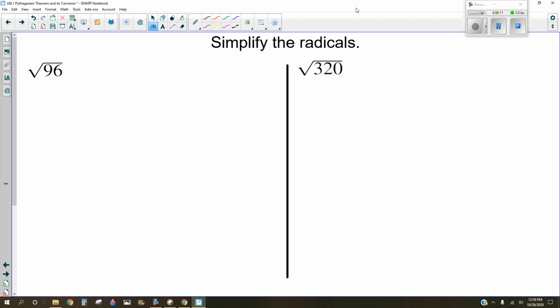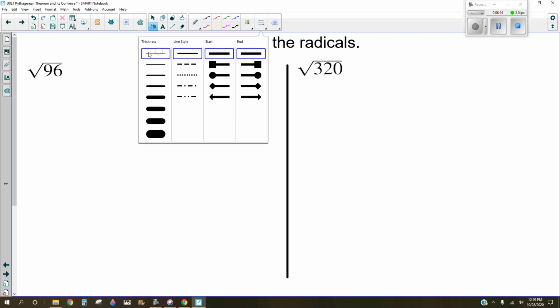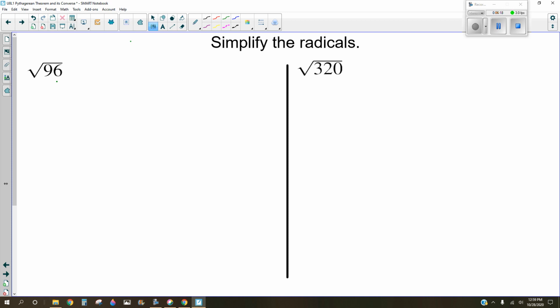96. Okay, so we're going to prime factor 96. Let's see, we can do a 2. That's 48. And that's a 2, which is 24. That's a 2, and that's 12. It's 2 and 6. 2 and 3, and I have no more numbers to break down. Okay? I've reached the end of my factor tree.